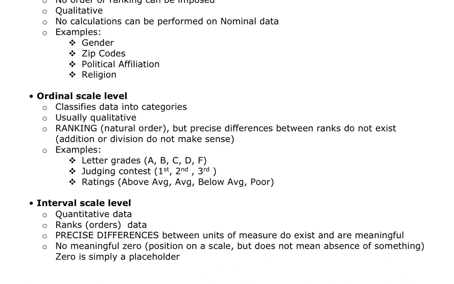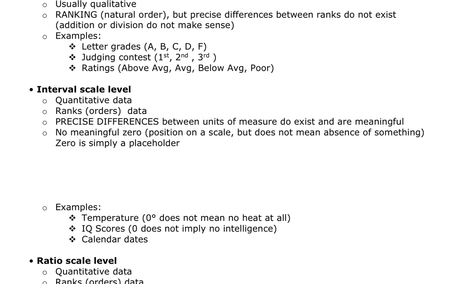The interval scale is where we start talking about quantitative data. So these are things that we can actually perform addition, subtraction, division, and all that kind of stuff on. So we have ranks in it, and precise differences between units of measure do exist, and they are meaningful. There is no meaningful zero. On an interval scale, zero does not mean an absence of something. Zero is simply a placeholder.